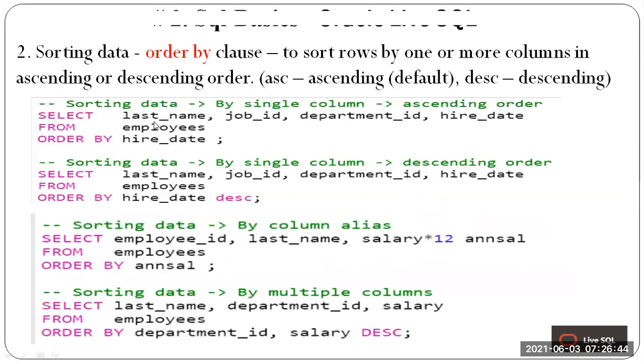Next is sorting the data. You want to arrange the data in ascending or descending order. By default, it is in ascending order, and you can choose descending order. We will take the employees table. Now we want to order by hire date, so we will first retrieve all the data.